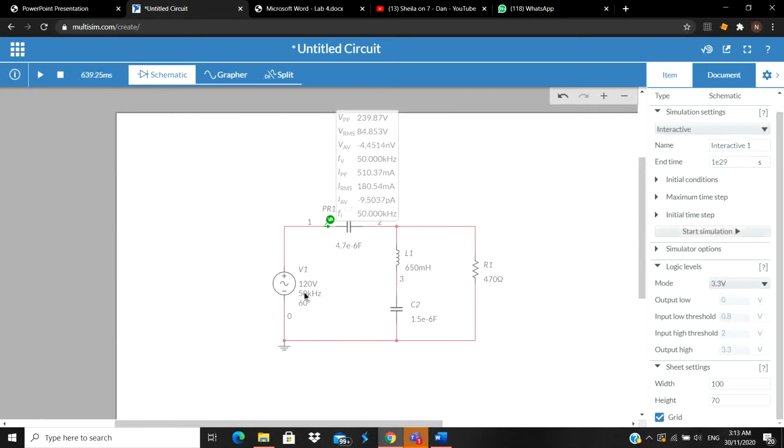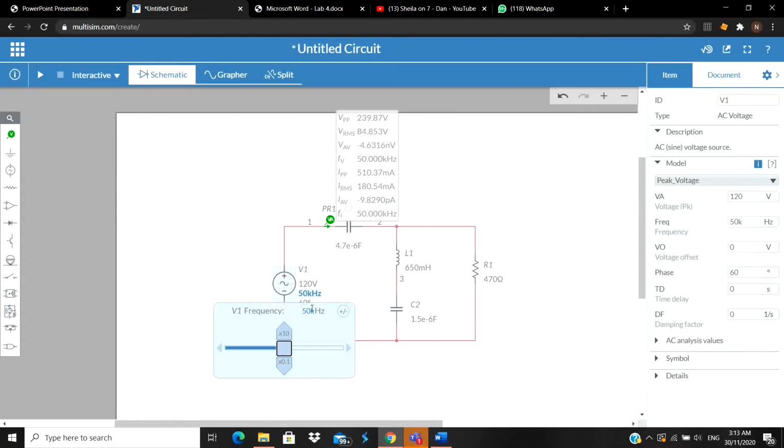Now we are going back to our initial setting, which is 90 Hertz. Yes, that was our original frequency.